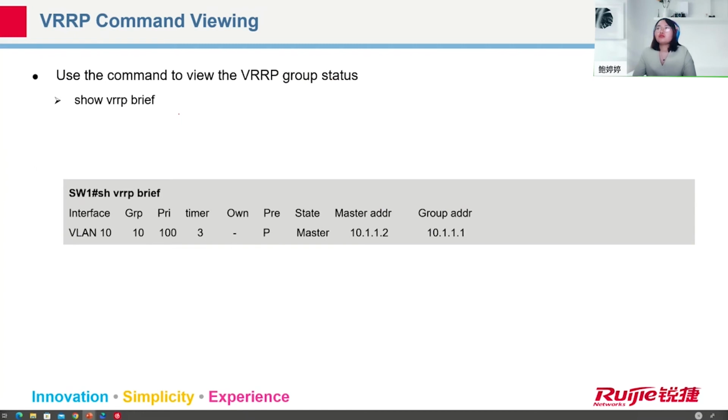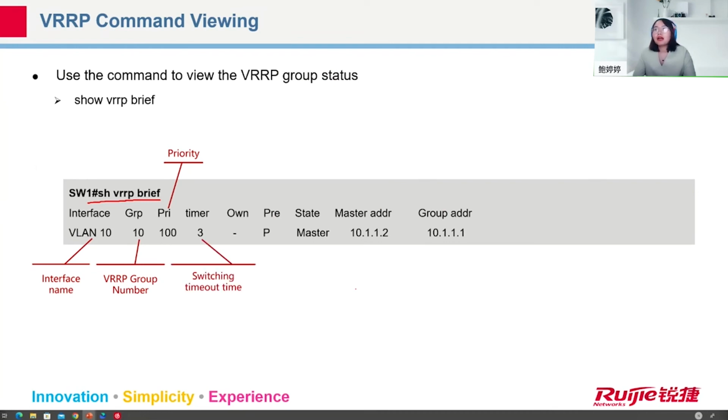And the command to maintain VRRP, the main one, is show VRRP brief. Here we can see lots of parameters. The first one is the interface name, for example VLAN 10, and what the VRRP group number is, and what the priority of this interface is, and what the switching timeout is. That means if I don't receive the message within 3 times, I will do a new selection.